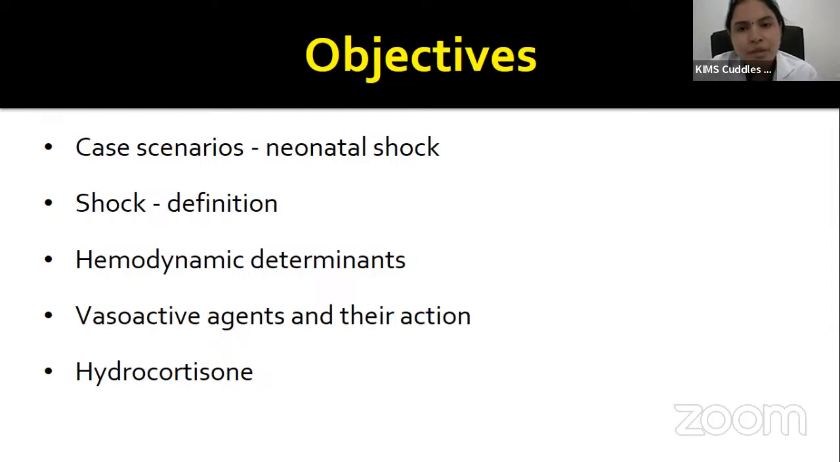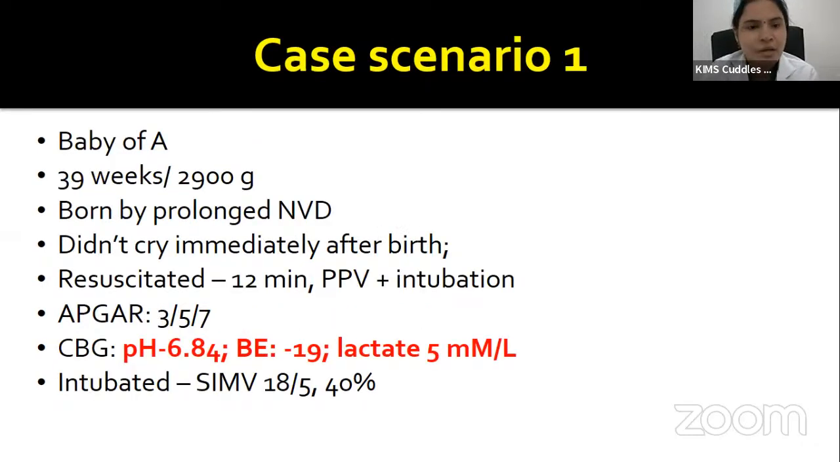In the last 20 minutes of this lecture, we shall be going bedside, and we will be discussing some of the common clinical as well as echocardiographic parameters that we use as neonatologists to identify the presence of hemodynamic instability, and also useful parameters that can help us guide the choice of inotropes in various situations. We shall begin with the following case scenario.